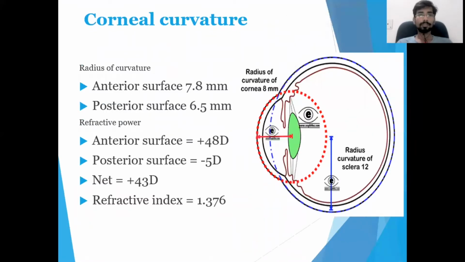Corneal curvature. The radius of curvature on the anterior surface is 7.8 mm and on the posterior surface is 6.5 mm. So around 8 mm is the radius of curvature on the anterior surface, and the posterior surface is 6.5 mm. The refractive power of the anterior surface is 48 diopter and the posterior surface is -5 diopter. So the net refractive power is 43 diopter. Refractive index is 1.376.